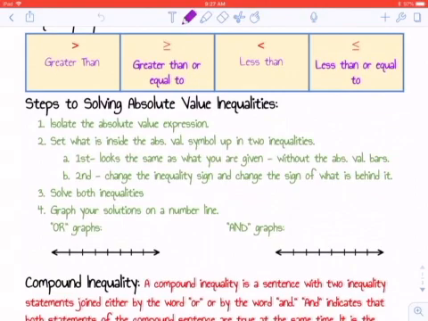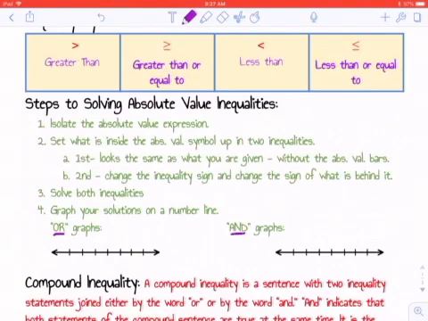Third, you just want to solve both of those inequalities you set up. And number 4, graph your solutions on a number line, because your graph represents the numbers that would be your solution, because there are going to be more than one number that would make sense with these problems. So I put a little picture right here. We have something like we have OR graphs and we have AND graphs.